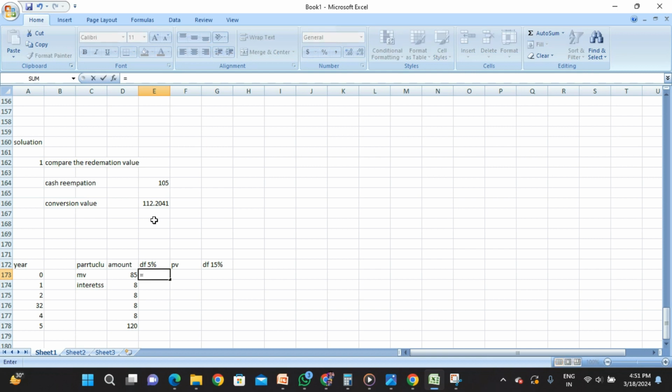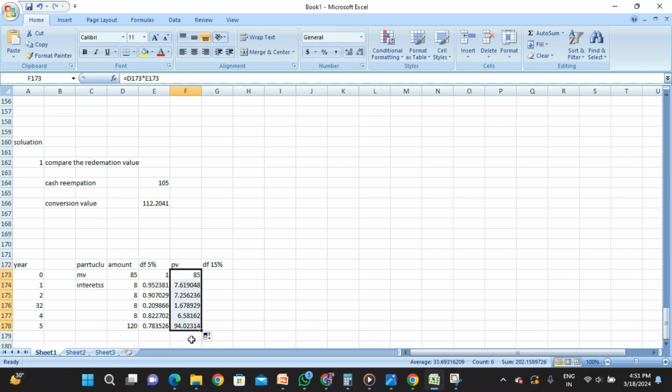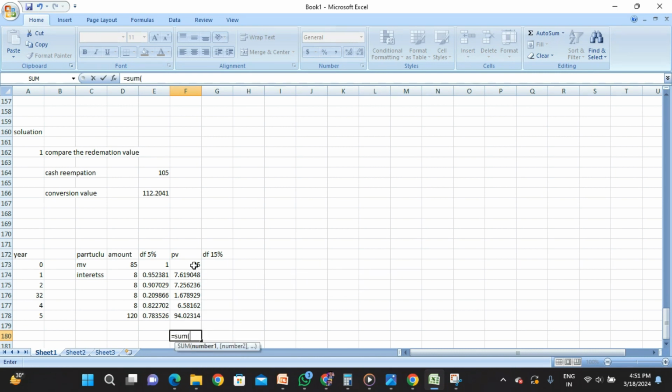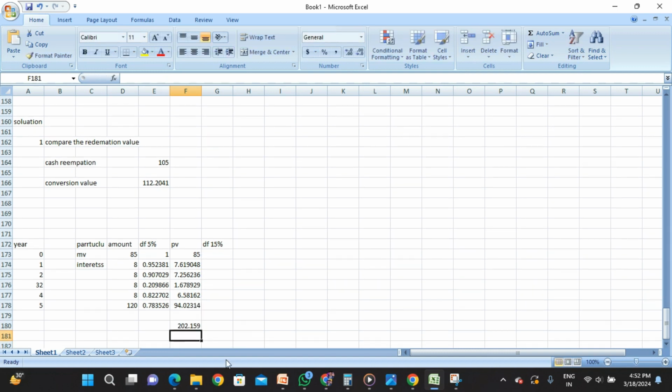Discount factor as usual we have to do 1 divided by 1.05 like this, and we get 1. We scroll down, we have to calculate the present value, then we have to multiply this 85, we get this amount, sum, we get the NPV by calculating the sum, and this we get 202.